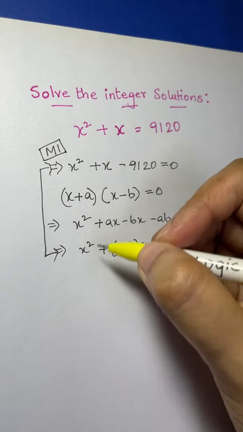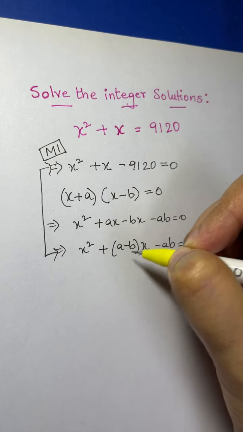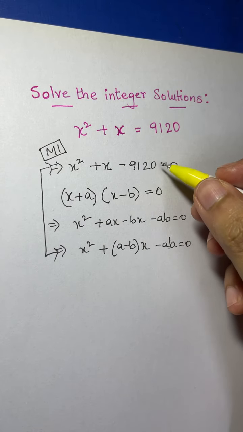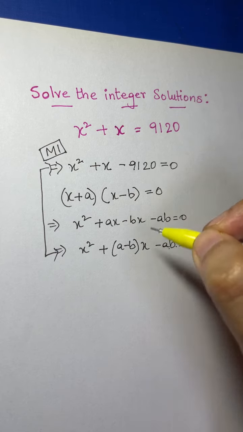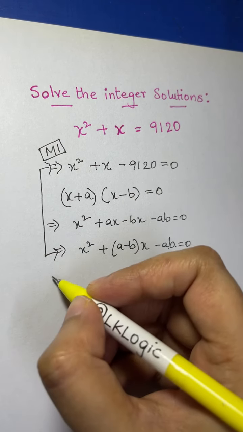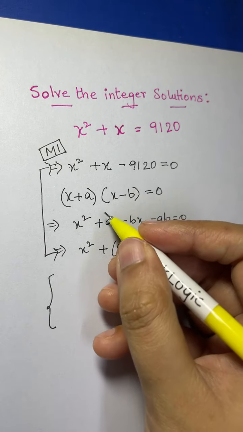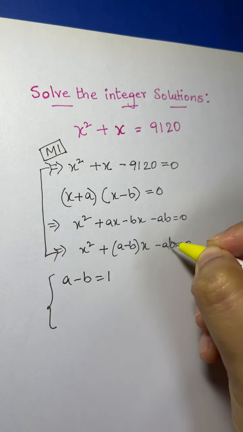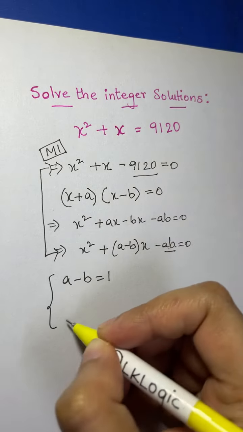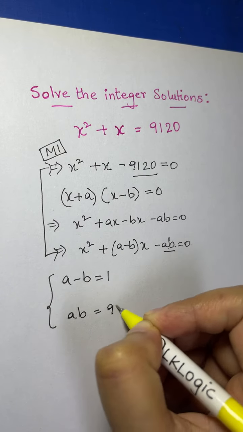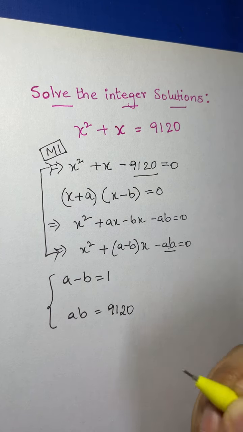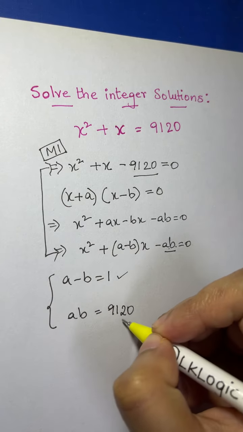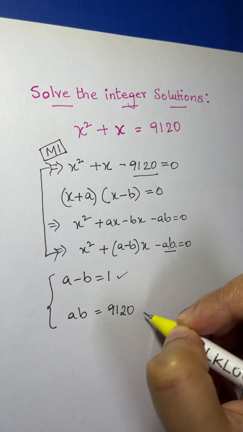So here you have the coefficient of x squared as 1, the coefficient of x, a minus b, is 1, and ab is equal to 9120. So you have two cases here. Let me write down the two cases. The first case is a minus b equals 1, and the second case is ab equals 9120. Now let's solve for ab equals 9120, as it is a product.